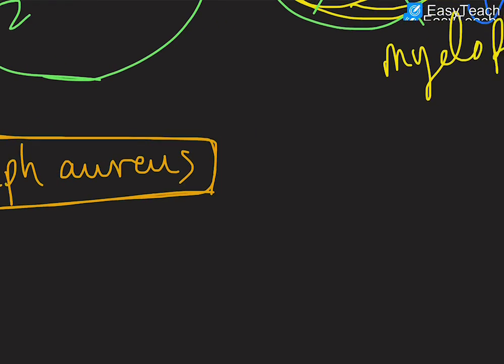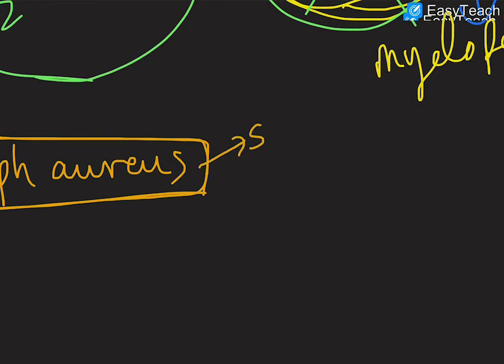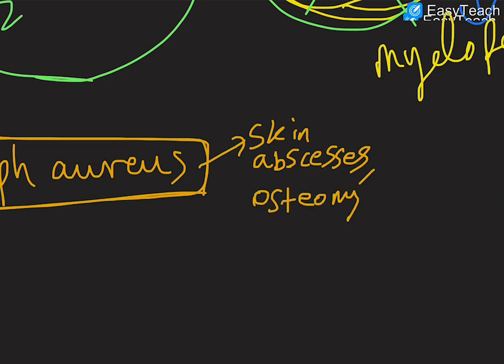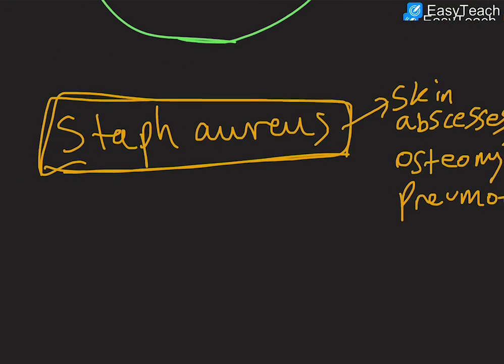Now, remember, some of the things Staph aureus can do is cause skin abscesses, right? And you can also have bone infections, so osteomyelitis also is something important to keep in mind. And Staph aureus could also cause pneumonia, right? And so on. So that's Staph aureus.